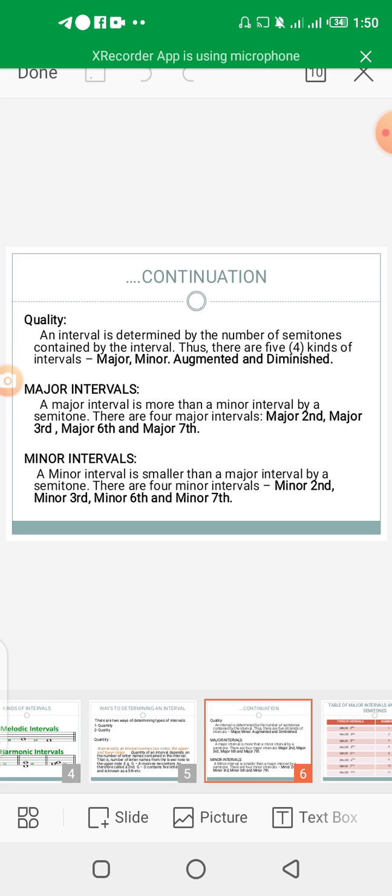For minor intervals, a minor interval is smaller than a major interval by a semitone. That's to say, if a major interval has two semitones, a minor interval will have one semitone. Now remember, from E to F is a second, and it has just a semitone. So it is a minor interval.